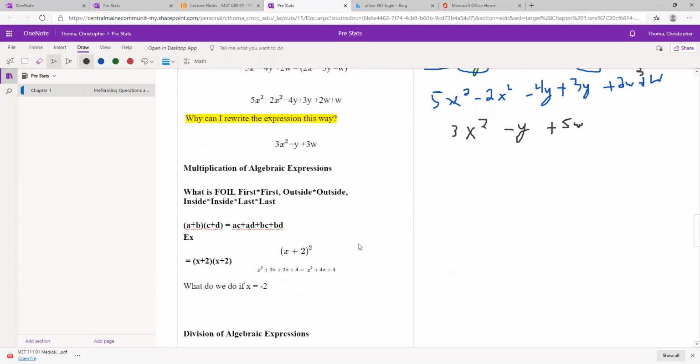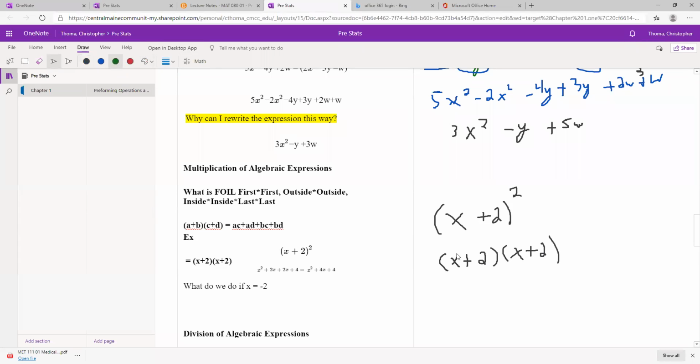All right, so multiplying algebraic expressions. You may have heard of foiling, where FOIL was first, outer, inner, last. And so I have written out the formula here of how it works. But to get an example here, if I have x plus 2 squared, all the squared means is I am multiplying what's inside the parentheses by itself. So then this becomes x plus 2 times x plus 2.